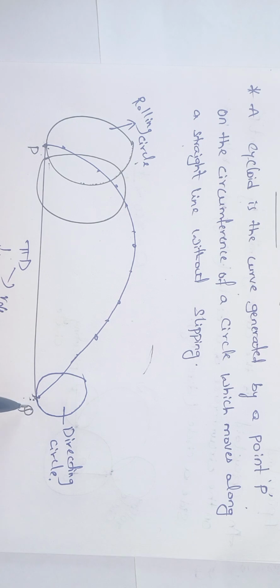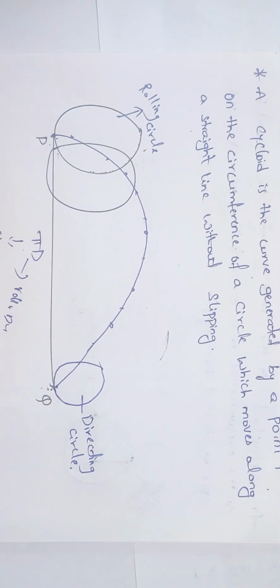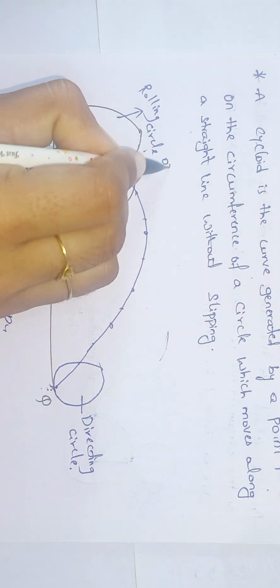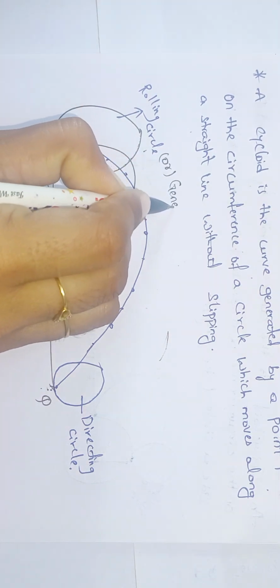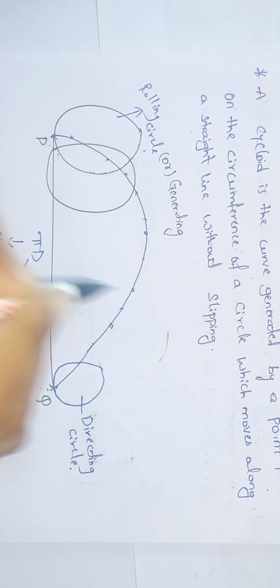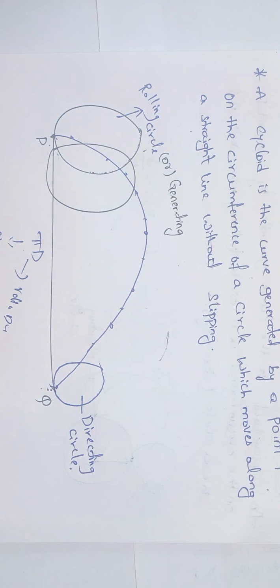We have to fix the straight line and the rolling circle, which is also called the generating circle. Consider pi d, with pi as 22/7: you calculate the distance of the straight line. D is the rolling circle diameter or generating circle diameter, which is given in your question. And next is the directing circle.